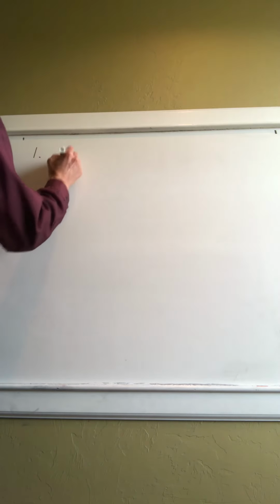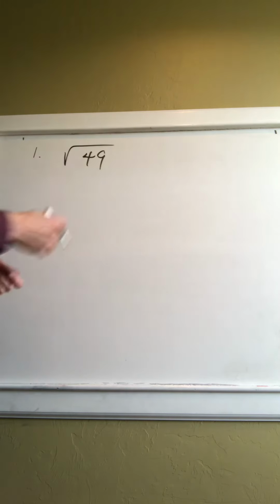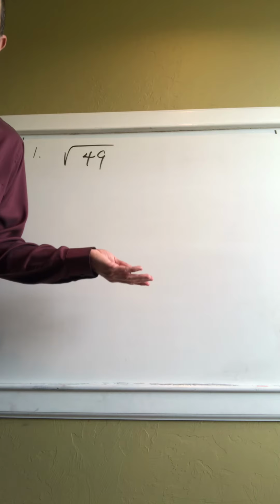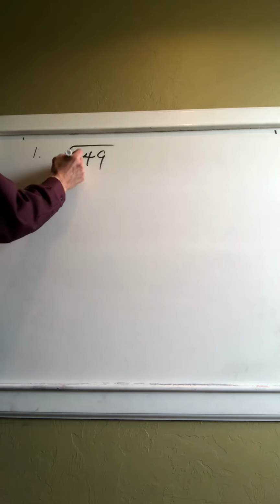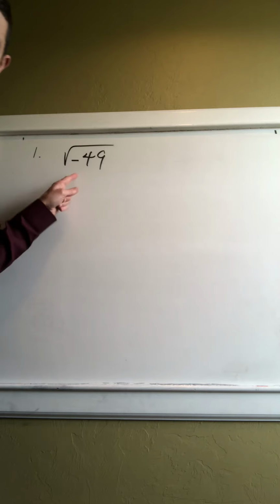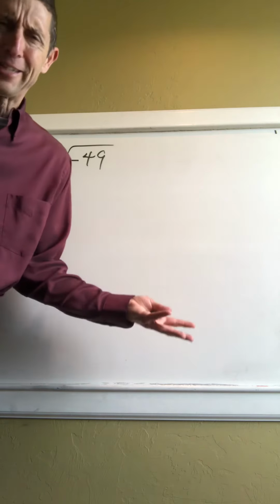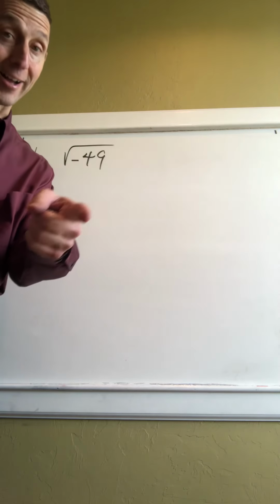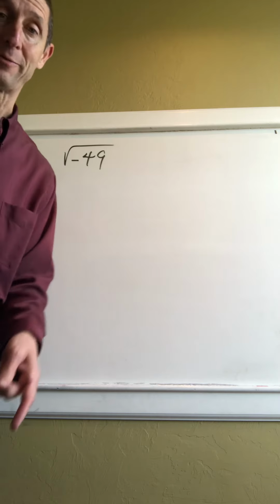So what happens on these imaginary numbers is you have, say, a square root of 49. Well, we know the square root of 49 is going to be 7. But what gets crazy is when there's a negative sign in there, like negative 49. You can't take the square root of a negative number. Aha! You get into these imaginary values.